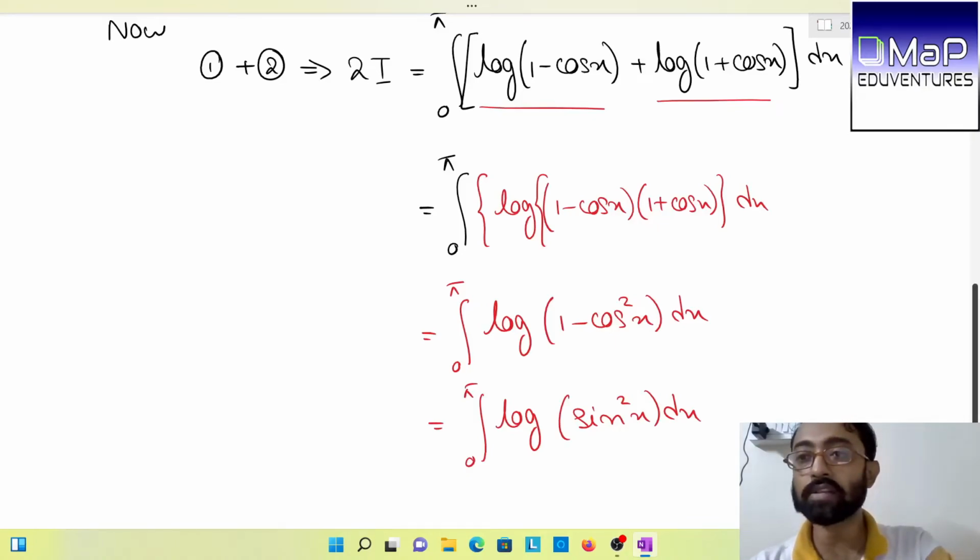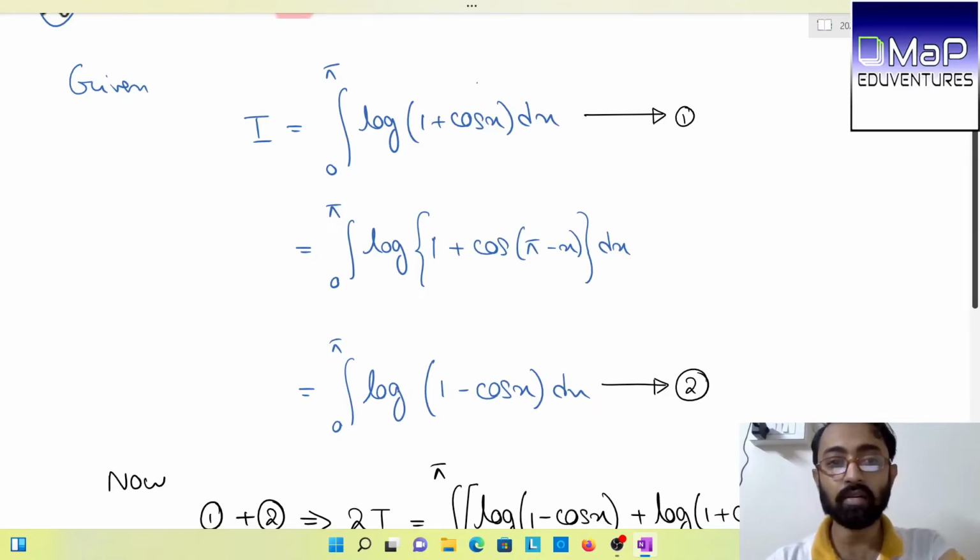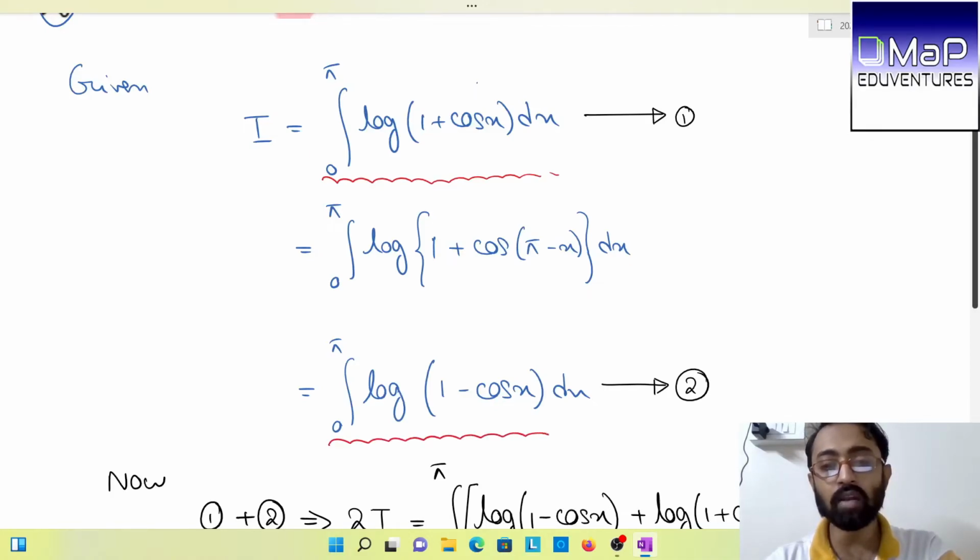Now here there is one more step I want to tell you. If the integration becomes tougher and tougher, if we can make the integration any one of these, then in place of that you can write I.